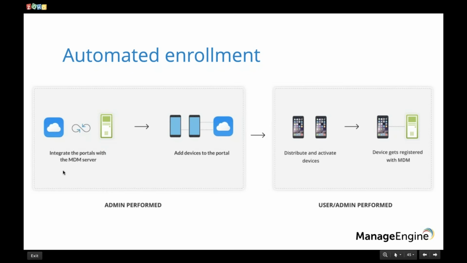So let us see the workflow of these enrollment methods. The first thing is you need to integrate the portals with the MDM server. And once the integration is completed, you can go ahead and add the devices to the portal. Doing so will automatically add these devices into the MDM portal because of this integration that we had performed in the previous step. After this is out of the way, the next thing is to distribute and activate these devices. And upon activation, the device gets registered with MDM successfully.